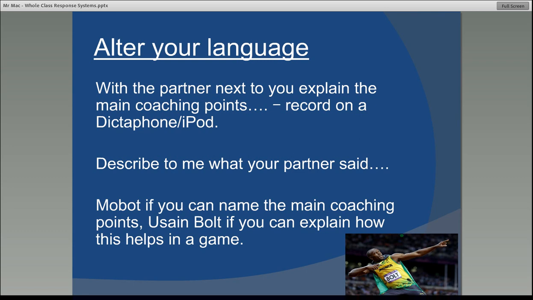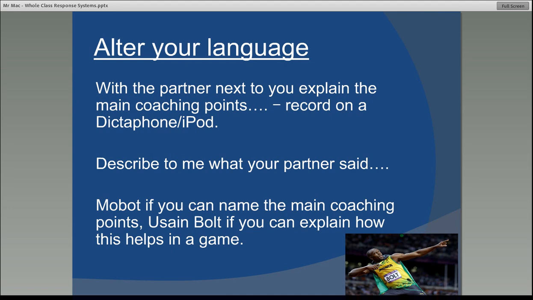So, for example, quite often in my class, when I'm outside on the field at the end of a lesson during the plenary, I may say, right, with the person next to you, I want you to be able to describe the main coaching points of an overhead clear or a driven pass in football. And I give them 30 seconds to talk about it, and then I bring them back in. And rather than saying to a student, can you describe the main coaching points, I may say, can you tell me what your partner told you about the main coaching points?